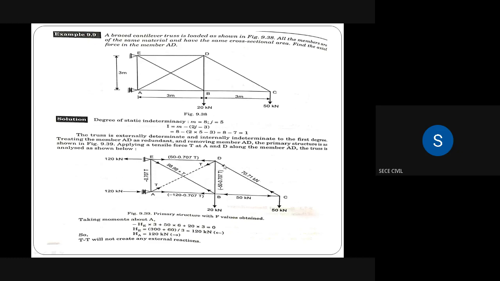Already we calculated forces in members CD or DC. Okay, we have taken that force also. Here you're getting the equations: FDE is equal to 50 minus 0.707 T and FDB is equal to minus 50 minus 0.707 T. Okay. So after that, here the unknowns are there. Next, we have to take joint C, joint B.